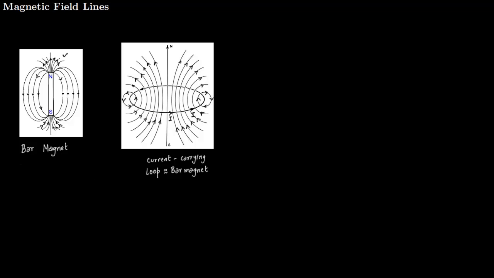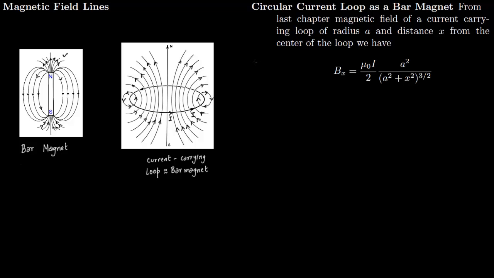Now in the previous chapter we had talked about a current carrying loop. So we talked about a current carrying loop which had a radius of a, and we had to compute the magnetic field at a distance x. So this is the setup we had, and based on that we had this formula, where a was the radius of the loop.